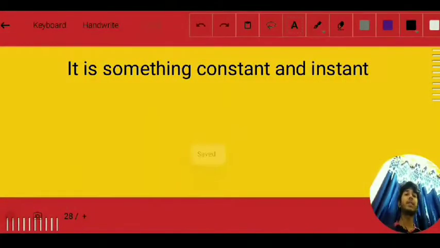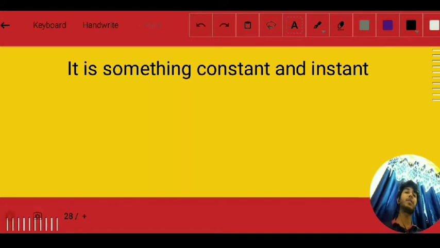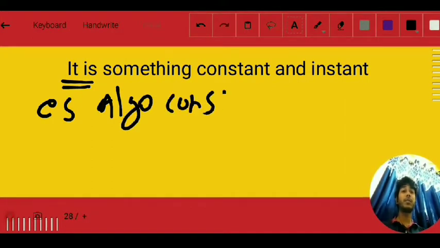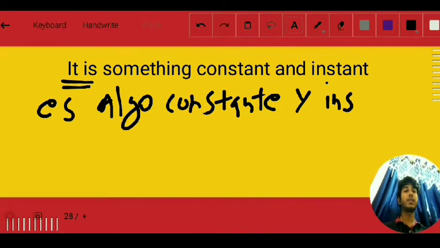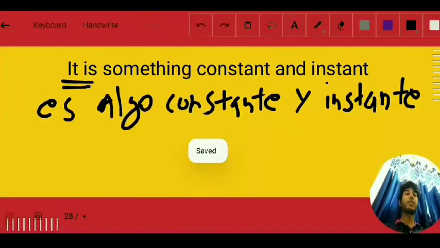So here we have the last sentence: it is something constant and important. The Spanish word for instant is instante, constant is constante, and for something it is algo. So the word by word translation is going to be es algo constante y instante. So we are going to end this lesson now, and see you in the next class. Until then.